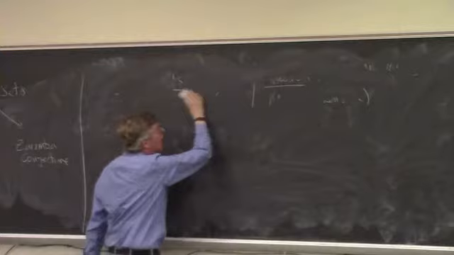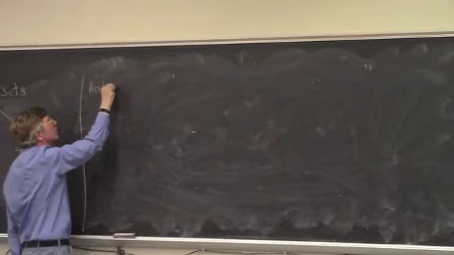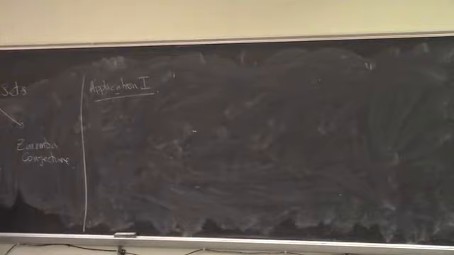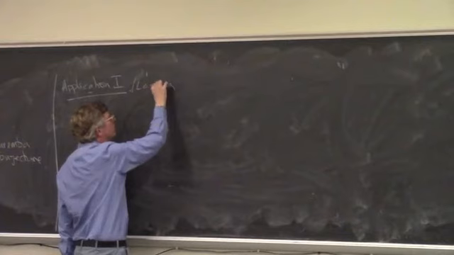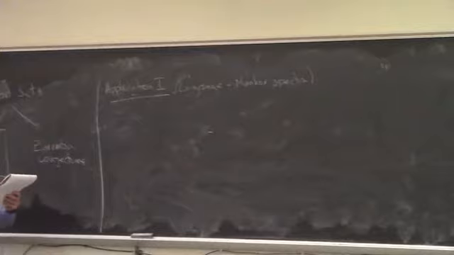So, my numbering hasn't completely gone. This will be just the first application, number one. And it's the application of that sort of stuff to, as I've indicated, Lagrange and Markoff spectra. What are they? They're just subsets of the positive real numbers defined in some appropriate way.